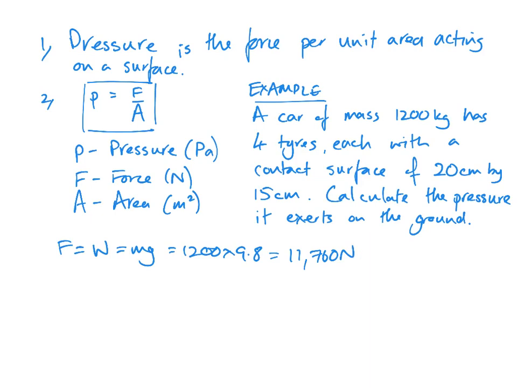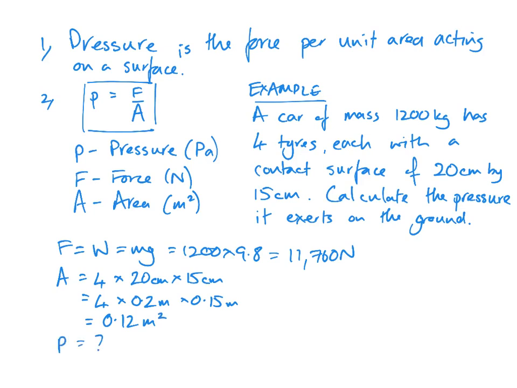And similarly for area, we've got a wee bit of work to do. So notice there are 4 tyres, so it's 4 times, and the area is 20 centimetres by 15 centimetres. As I suggested, that's best done in metres. So that's 0.2 metres times 0.15 metres. And putting all that into the calculator gives a surface area of 0.12 square metres.